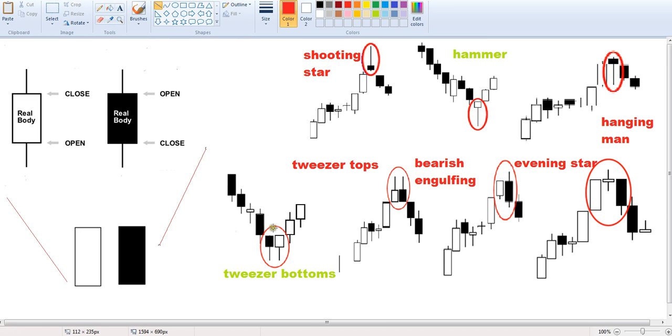My favorite is probably tweezer formations. So as you can see, this is tweezer bottoms. So you have a downtrend, downtrend, downtrend. And what you have is a bearish candle followed by a bullish candle and then downtrend. What happens is price tried to go down, it still closed lower than it opened, but price tried to go down and then quickly got rejected, and you have this short open-close space, and then the next candle, price opened and then probably went down and got rejected again and then closed higher.